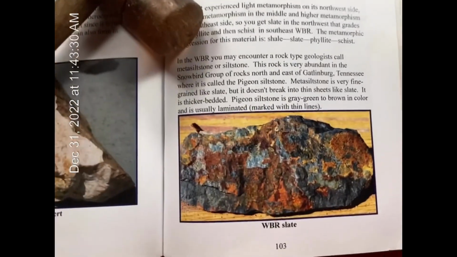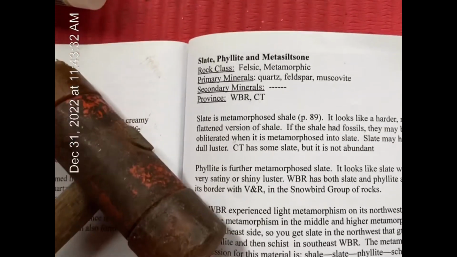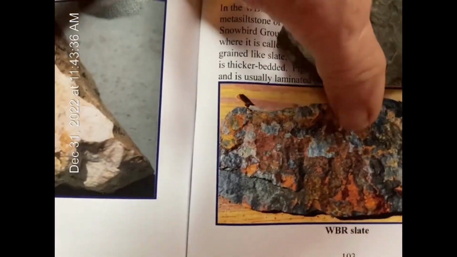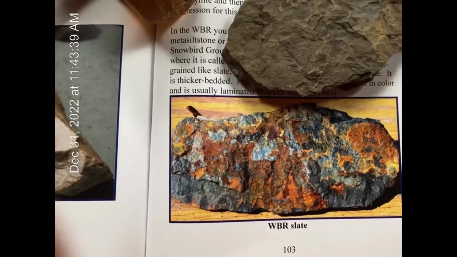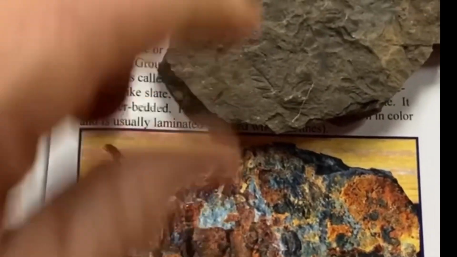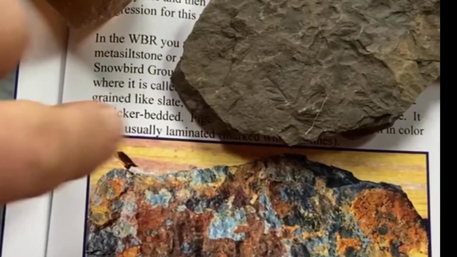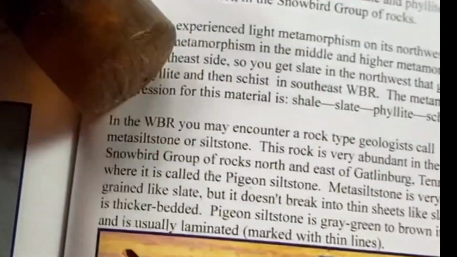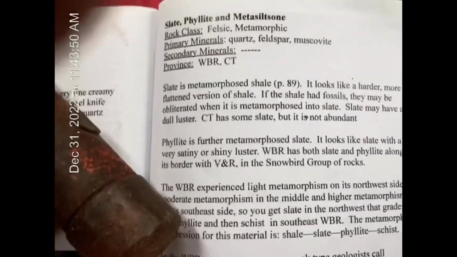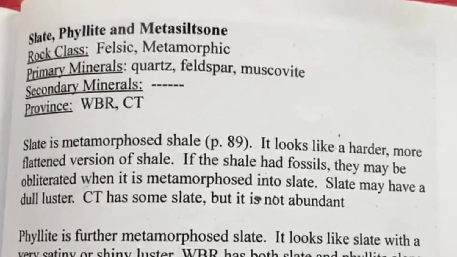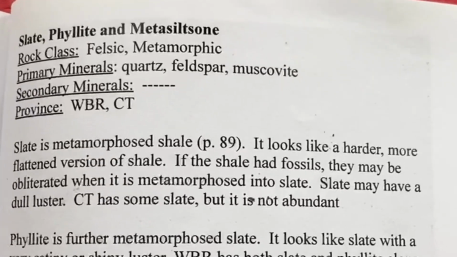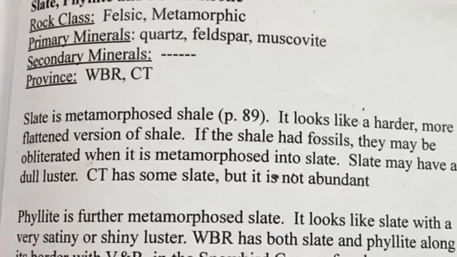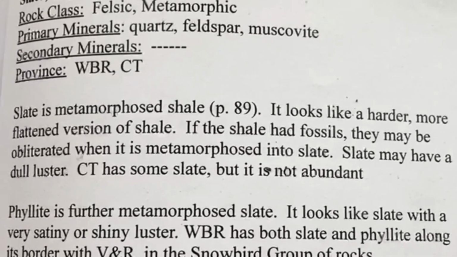Okay, I've turned the book to slate. How do I know this is not slate? Here's a picture of slate. It looks similar in that they're both flat and thin. If you could see this in cross section, it would probably be thin. But the text says slate is metamorphosed shale. It looks like a harder, more flattened version of shale. If the shale had fossils, they may be obliterated when it is metamorphosed into slate.